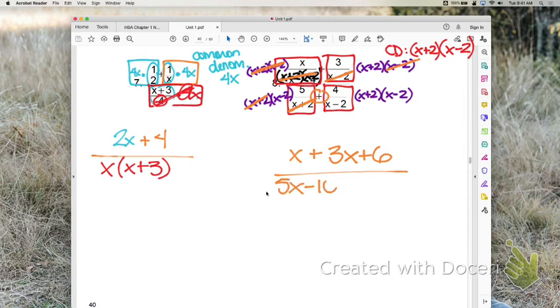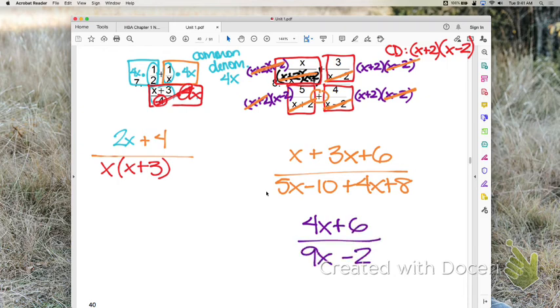So this is going to become 5x minus 10. Bottom right, what cancels? X minus 2. Okay, and that's going to give me a 4x plus 8. On both top and bottom, I'm going to combine like terms and see if anything can cancel. Okay? This will give me 4x plus 6 over 9x minus 2. I can recognize that the bottom is not going to factor, so I'm not going to bother with the top. Okay? Fair enough? Fair enough.